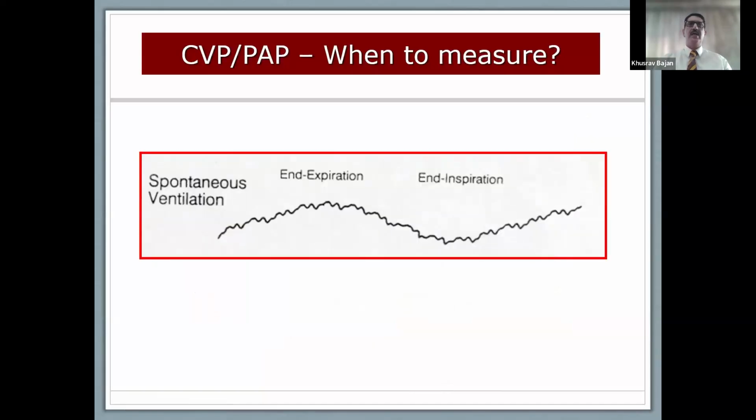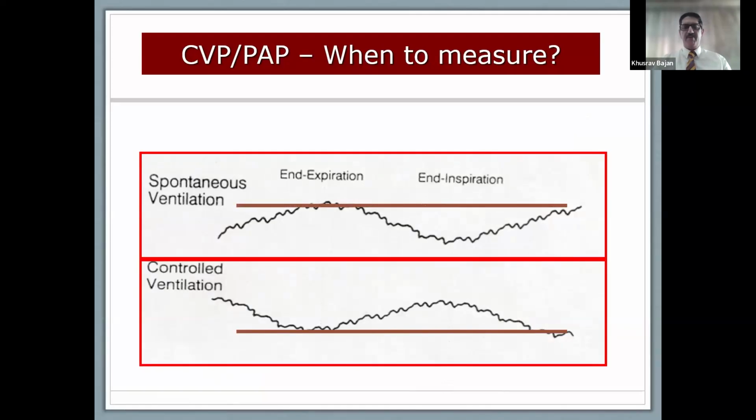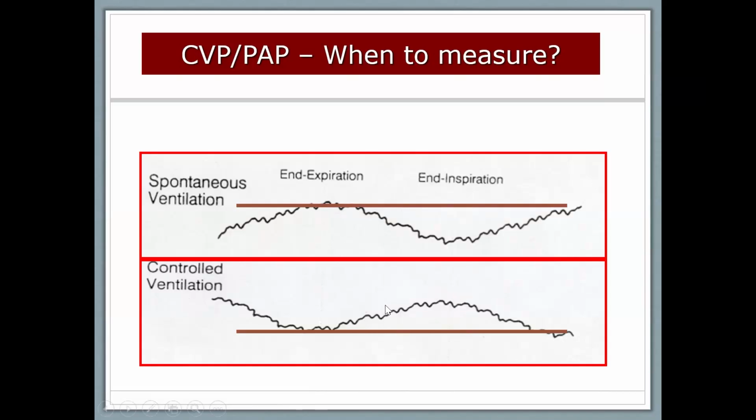Always remember, whatever intrathoracic pressure we measure should always be end expiratory. Let me give you an example. If our patient is self-ventilating, the inspiration is negative and the expiration is positive, and therefore I will look at the line where the end expiration happens. But if the same patient now goes on a ventilator and is under positive pressure ventilation, the inspiration is now positive and the expiration is now negative. And therefore, we will be looking at the expiratory waveform.